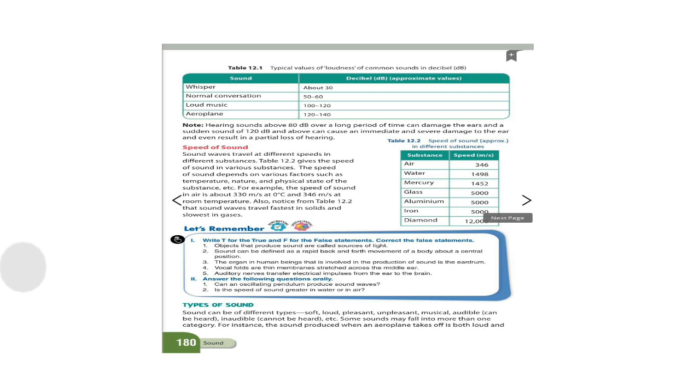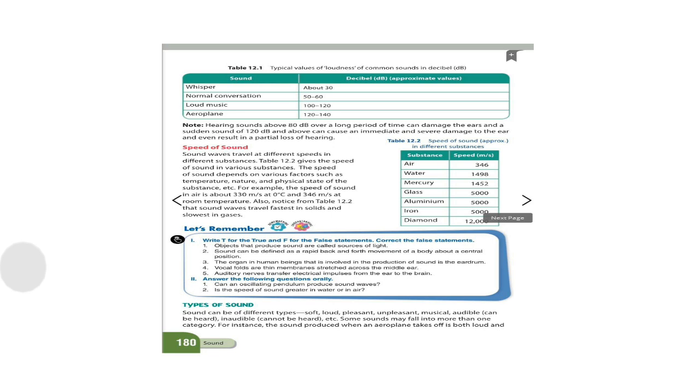Fourth question, vocal folds are thin membranes stretched across the middle ear. Yes, the statement is wrong, so you write there false. They are stretched across the windpipe. You strike the words middle ear and write there windpipe.